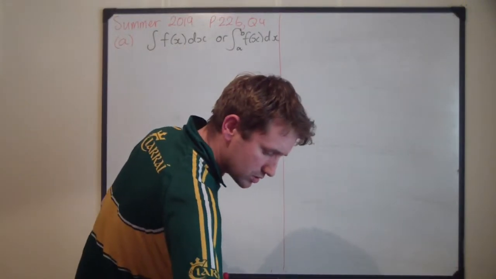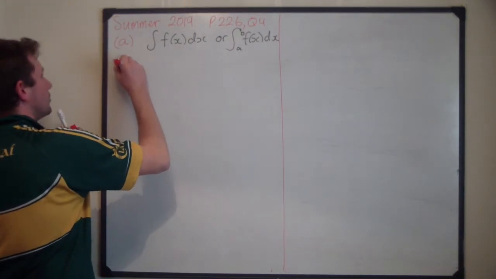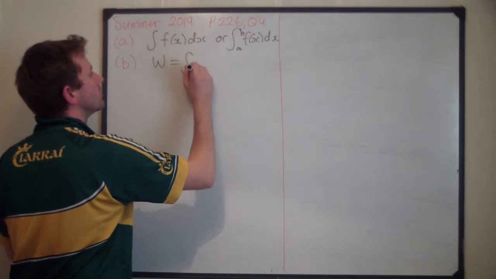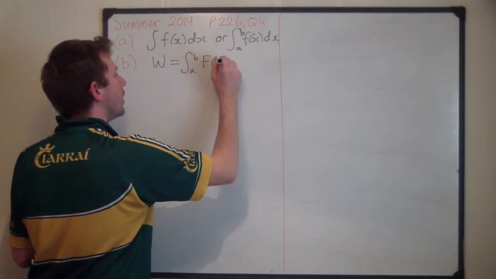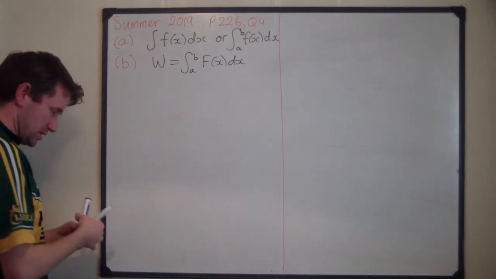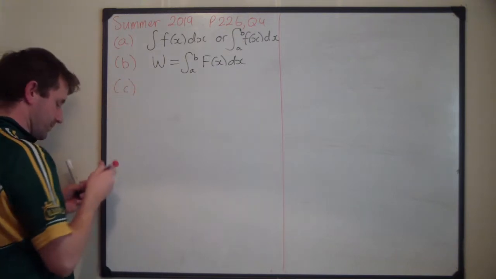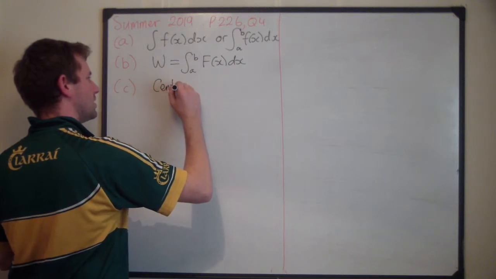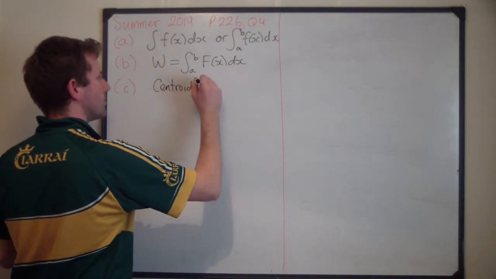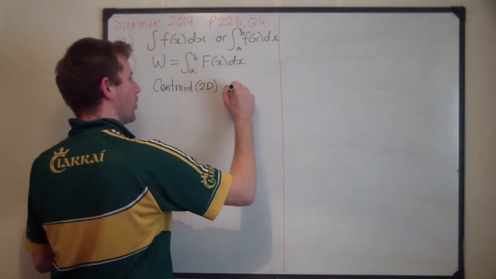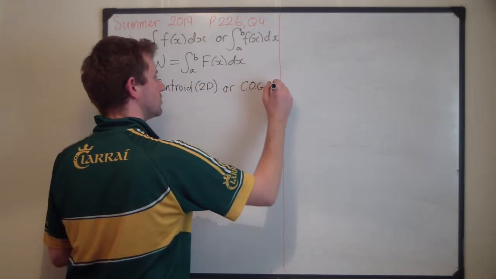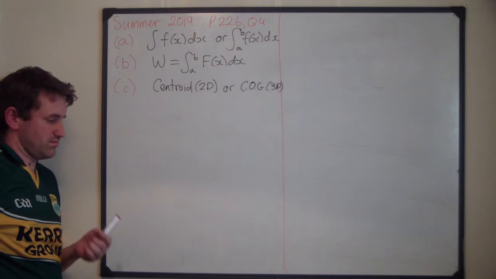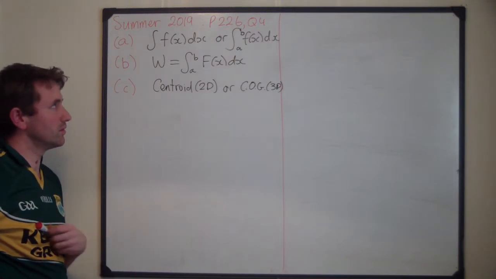Part B is usually going to be find the work done by force. So you have to do, the work is the integral of force. And question C, usually, well, pretty much always, is either the centroid of a lamina or center of gravity 3D. Now that's not so much a hint as the paper I wrote for you is pretty typical, and if you look at previous years this is what you'll see.